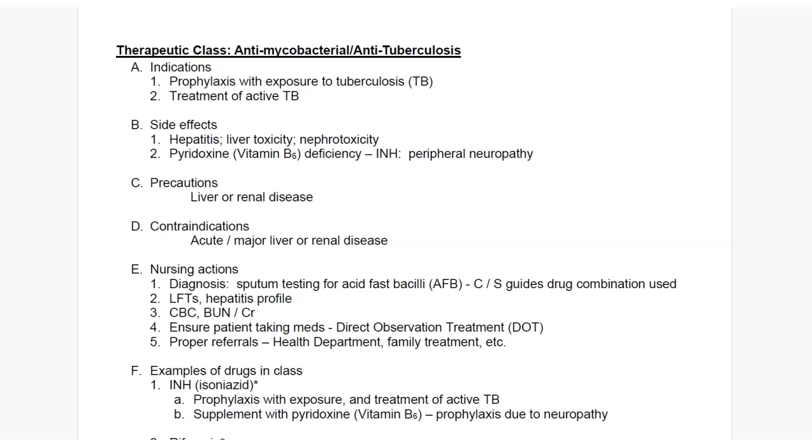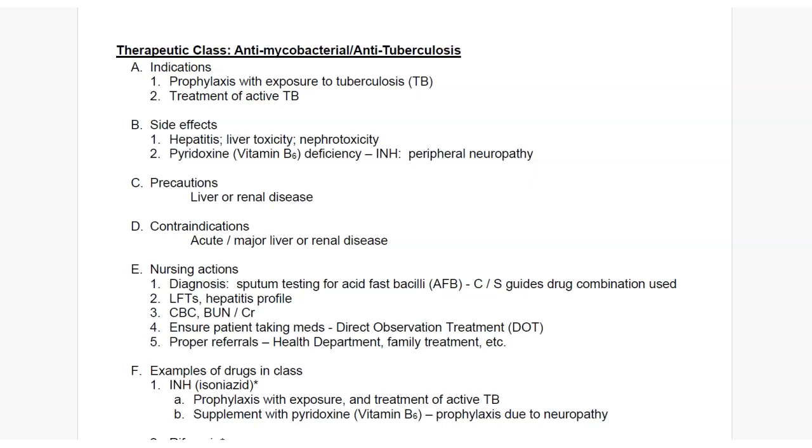All right, let's talk about anti-mycobacterial or anti-tuberculosis medications. So indications for this from the therapeutic class itself: these are medications used for prophylaxis of tuberculosis as well as treatment of active tuberculosis. So it's used as prophylaxis in cases of potential or possible exposure to TB, and then again treatment for active TB. Side effects, so general side effects of these medications include hepatitis, liver toxicity, and nephrotoxicity. So liver toxicity, or hepatotoxicity, and nephrotoxicity is renal or kidney toxicity.